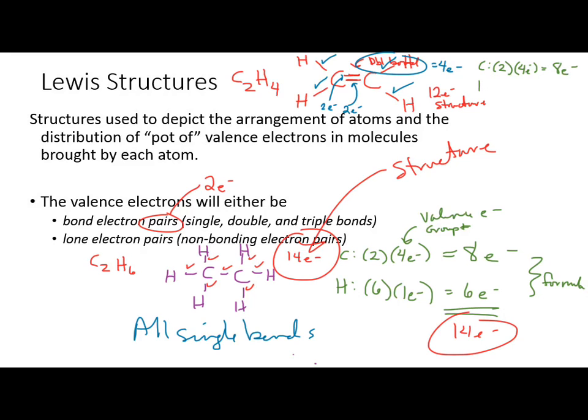For the hydrogen, there are only 4 hydrogens here. Again, each hydrogen is 1 valence electron, for a total of 4 electrons from hydrogen. My pot of valence electrons is 12 electrons. So here's where we can compare the structure with the pot. The structure is 12 electrons. The pot is also 12 electrons. We good with that?